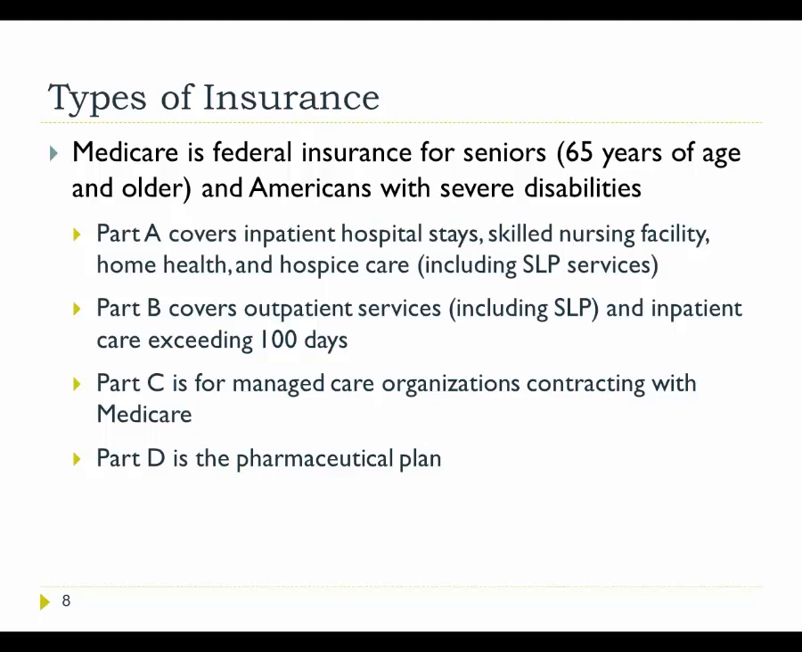Medicare has 4 distinct parts. Part A covers inpatient hospital stays, skilled nursing facility, home health, and hospice care, including SLP services. Part B covers outpatient services, including SLP, and inpatient care exceeding 100 days. Part C is for managed care organizations contracting with Medicare. Part D is the pharmaceutical plan. Think of it as D for drugs.